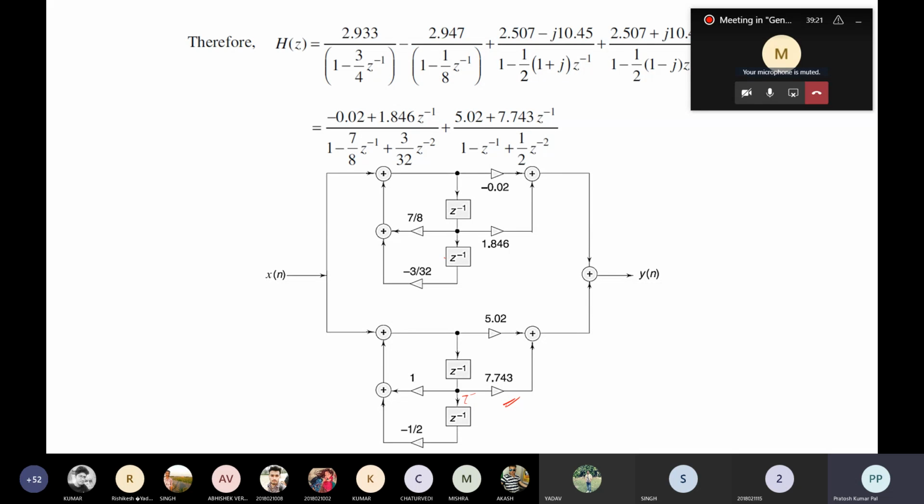Up to here, I think you might not have any questions. It is very easy to realize the parallel and cascade forms. Even if you have any doubt, you can ask. Otherwise, we will be proceeding with the second topic. The topic is the ladder structure.